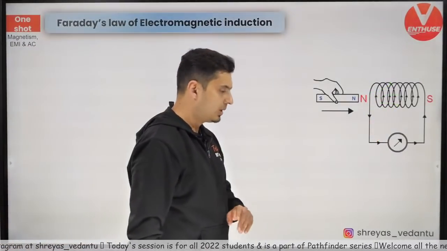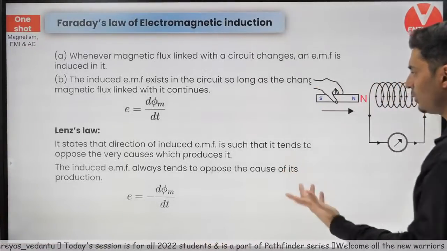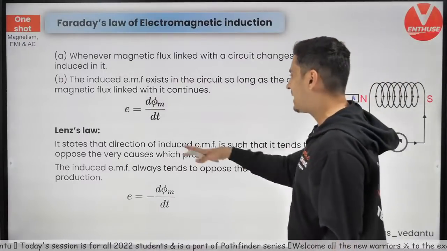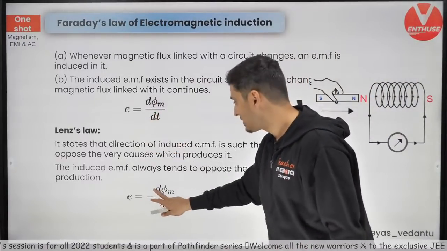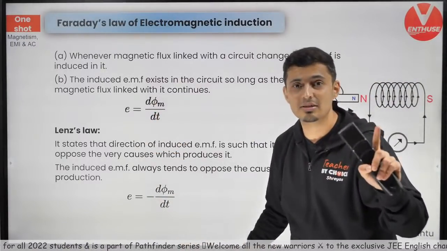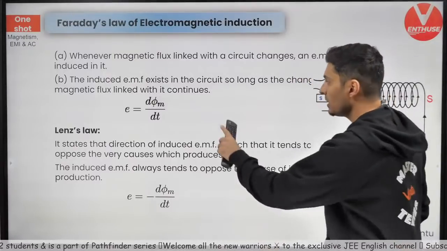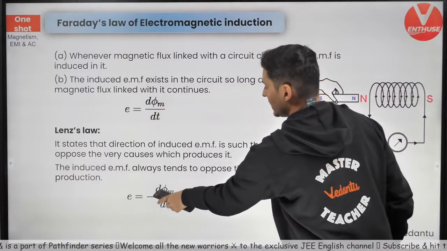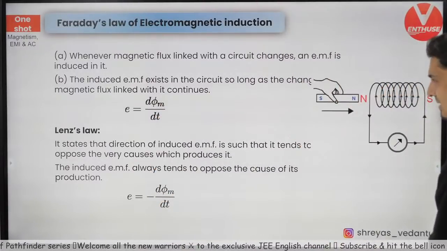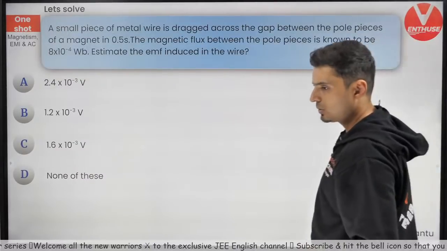Perfect. Chalo. So I have put it on print for your sake. So magnitude wise it is d phi by dt. This minus sign which you see is just for the direction. So when you incorporate Lenz's law, it becomes minus. Magnitude wise it is just the derivative. Let's solve a question.